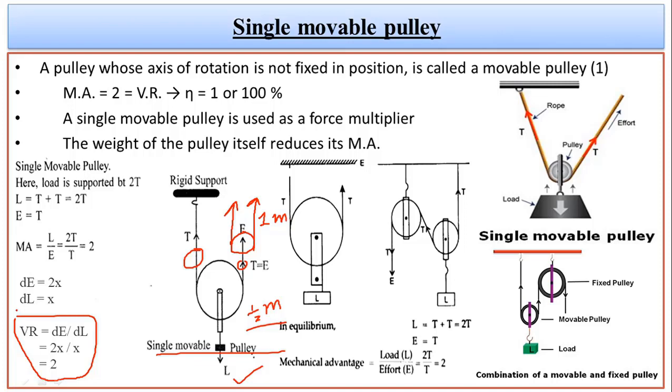But students, here is one problem. When we observe a single movable pulley, the applied force is not according to our choice, or the direction of the force which we are applying is not in a very appropriate manner. So we need to change the direction of the force applied in this kind of machine so that we can get more from it.